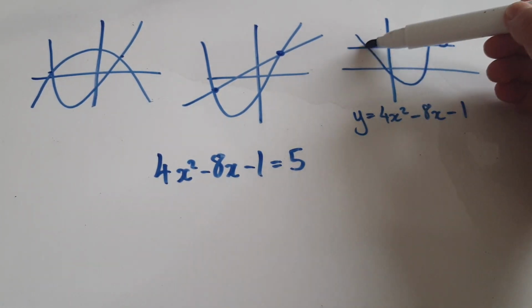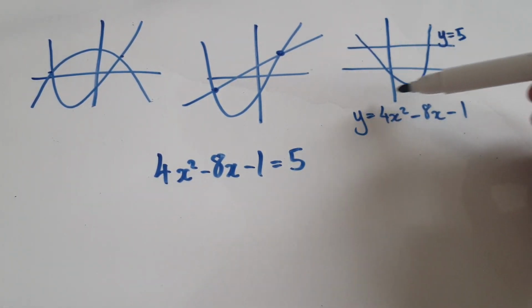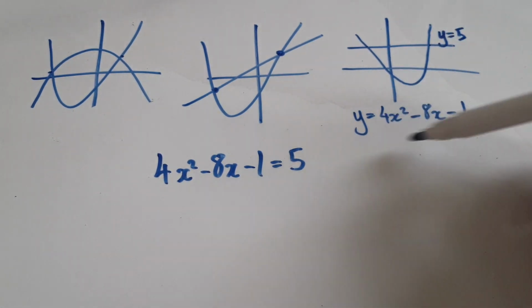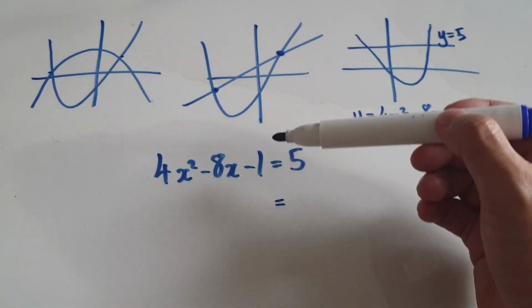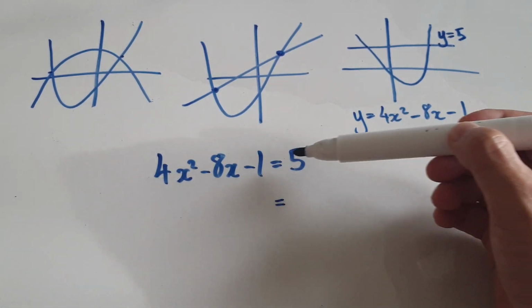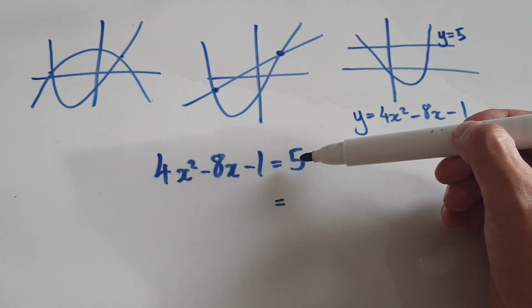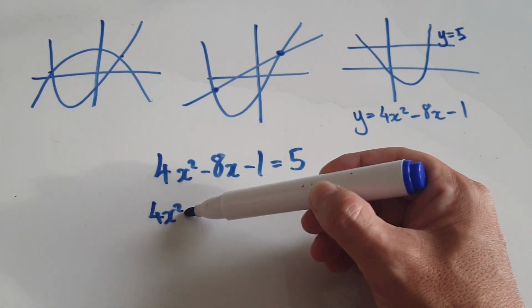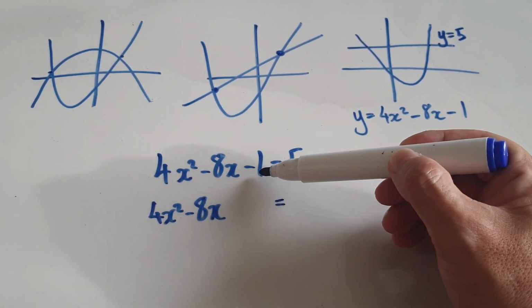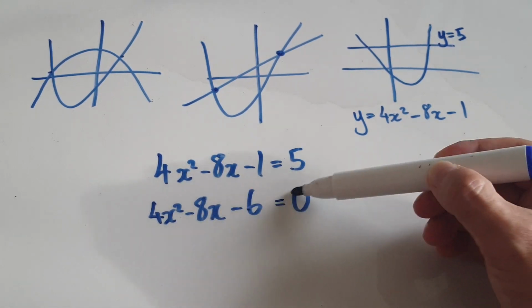So to work out the intersection of the two, set the two y values to be the same. So that will then give you this, and now we just solve this. So get everything to equal 0. So take away 5 from both sides. So that will be 4x squared minus 8x minus 6 equals 0.